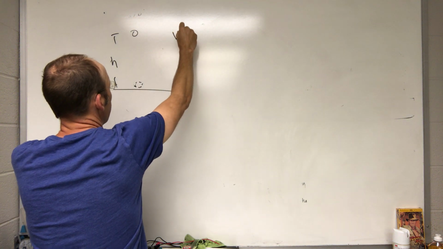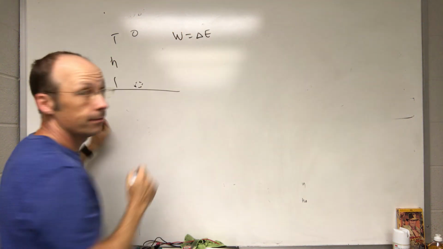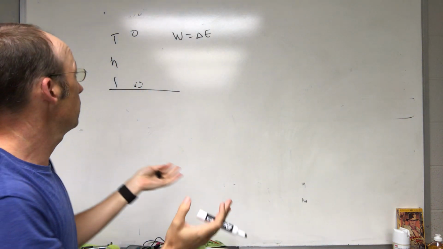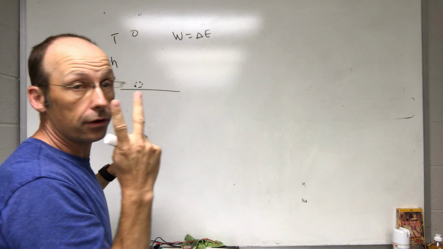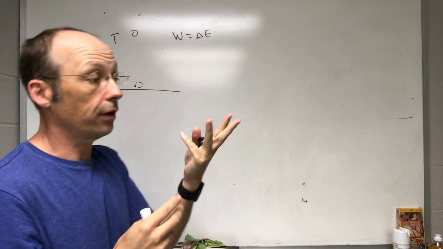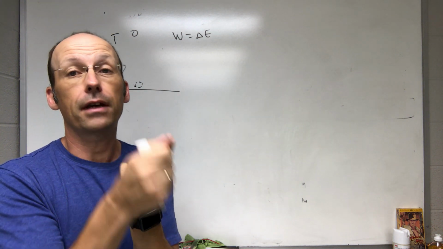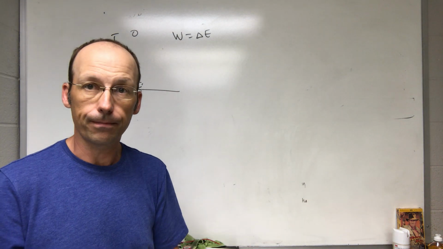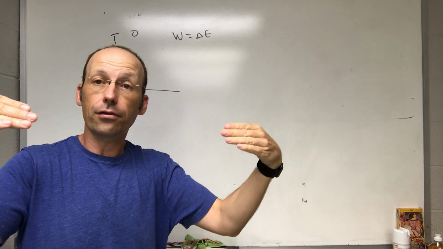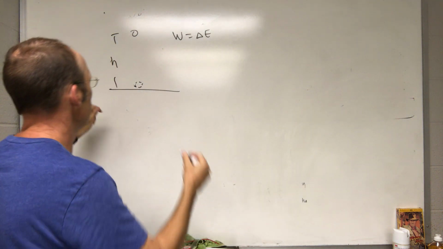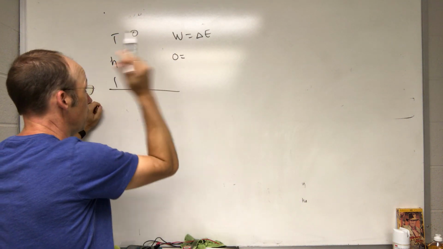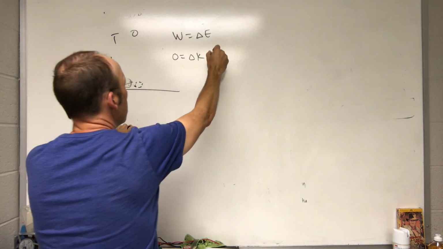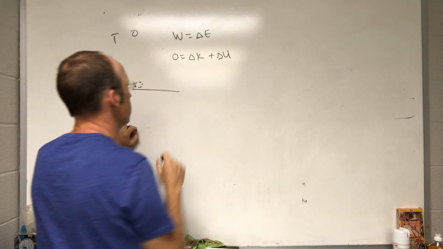So the work energy principle says work is a change in energy. If I include the Earth and the ball as my system, then I have three terms. I have the kinetic energy of the Earth, the kinetic energy of the ball, and the gravitational potential energy of the Earth-ball system. But there's no external forces on that system, so there's no work done. So I would say 0 is the change in kinetic energy of the ball, which the Earth, let's say, doesn't move, plus the change in gravitational potential energy of the ball.